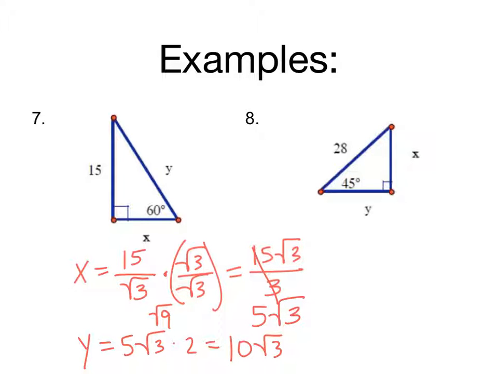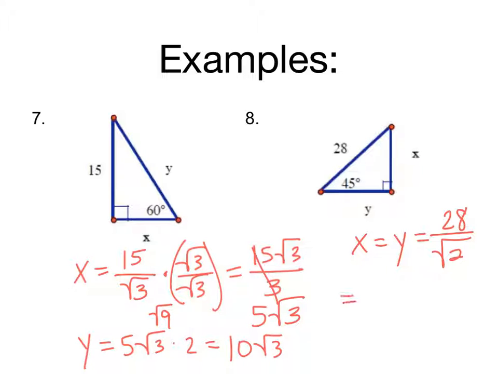Last problem. Again, we have a special triangle. It's a 45, 45, 90 triangle. But they gave us the hypotenuse. So we're going to take that hypotenuse, and in order to find both of the legs, because they are the same, we're going to divide the hypotenuse by, that's right, I heard someone say it, square root 2.